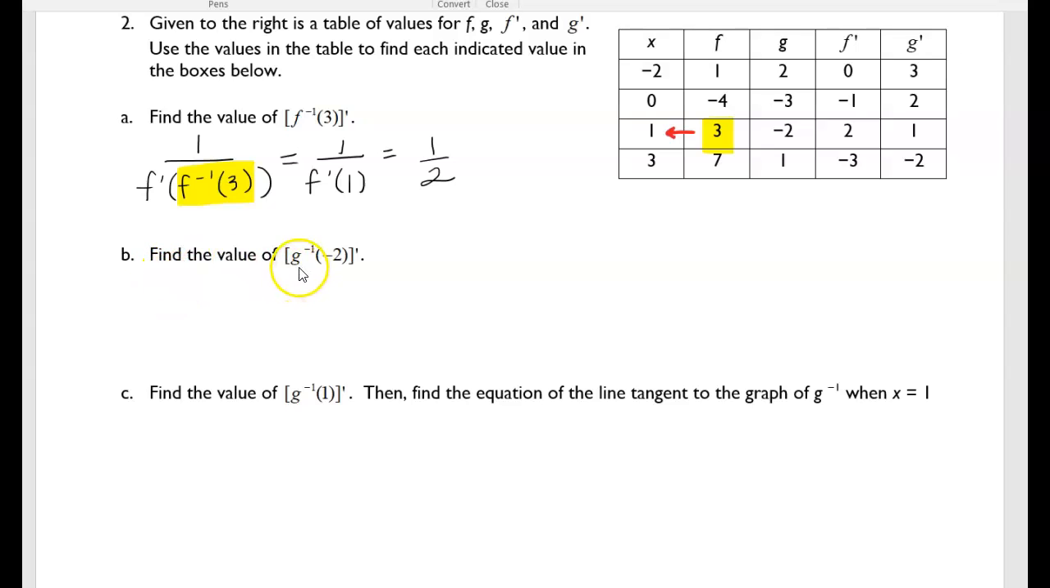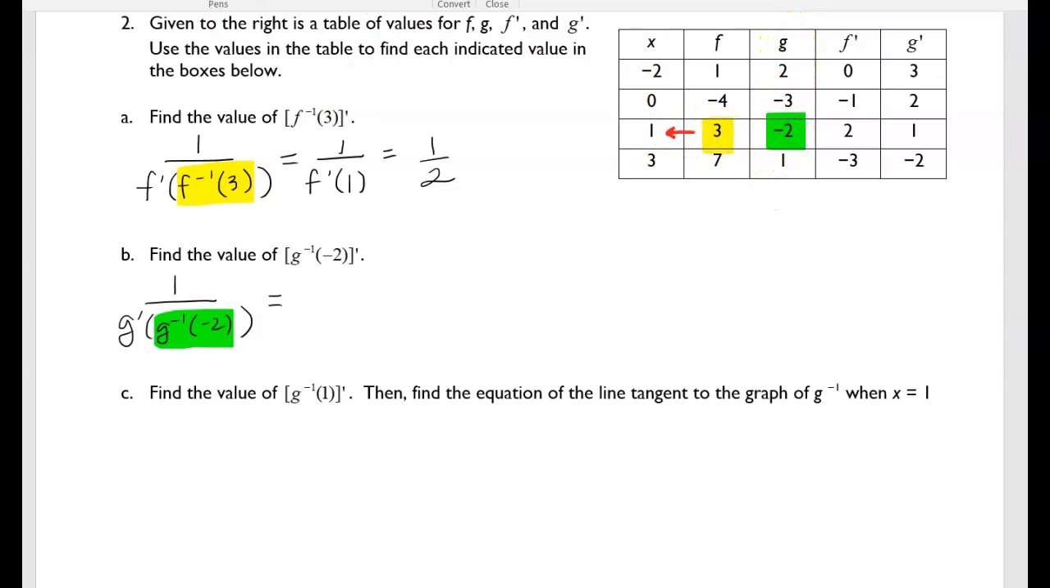Next, we're going to find g inverse of negative 2 prime. So again, we'll start out, we have 1 over g prime of g inverse of negative 2. When we want to find g inverse of negative 2, that means we're going to go in the g column. Notice I'm in the g column, not g prime. And I'm looking for when the answer is negative 2.